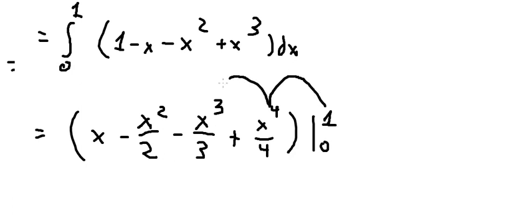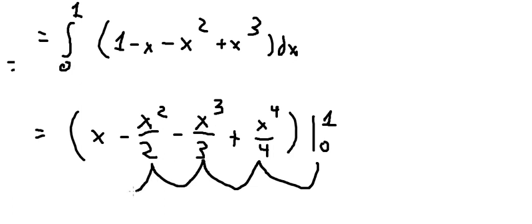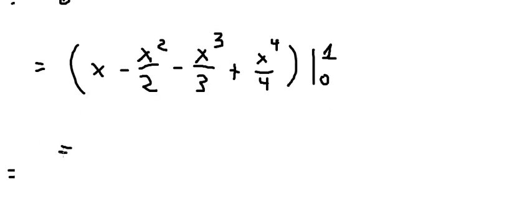So number 1, I will put this one come here. Number 0, I will put this one come here. And now we have the final answer. And that is about 5 over 12.